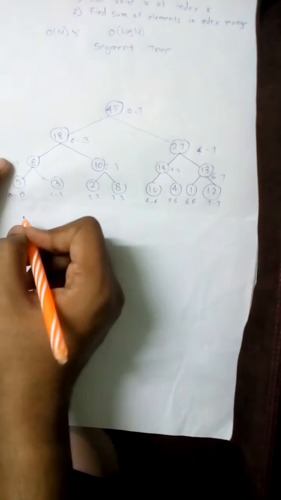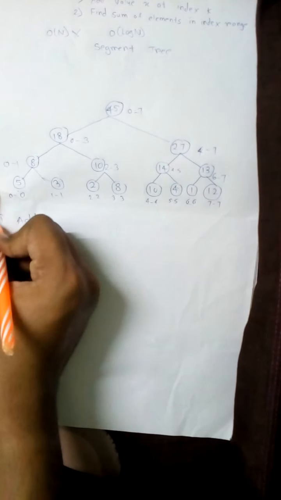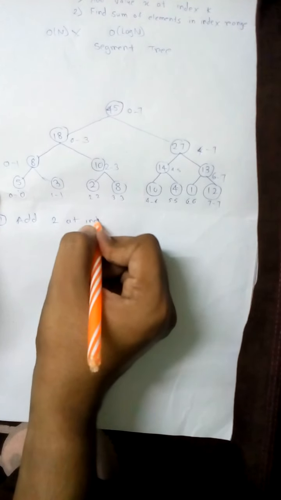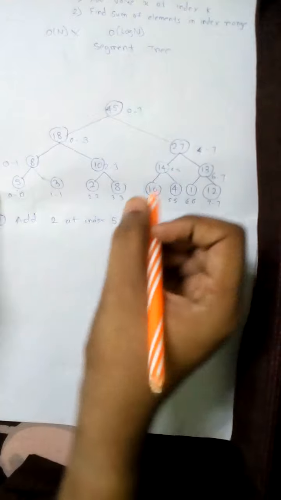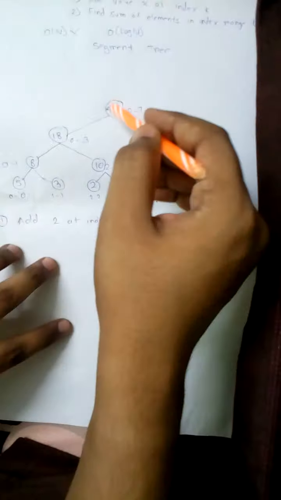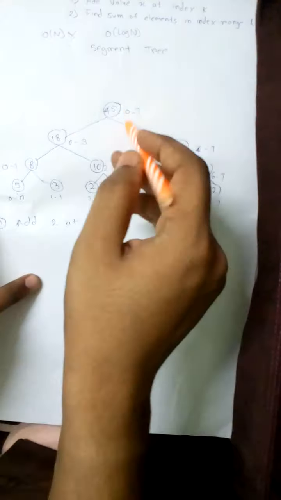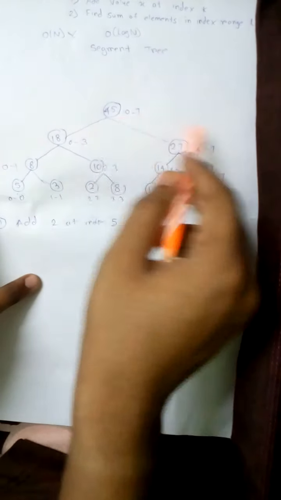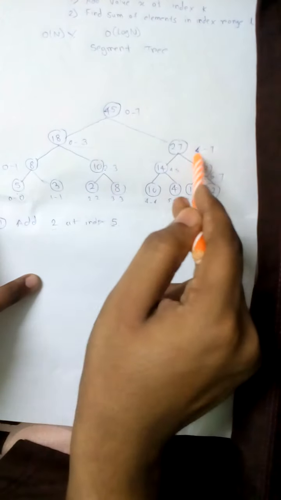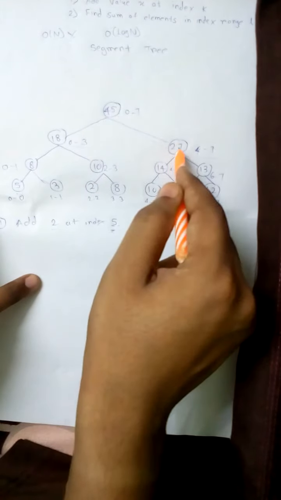For example, if we are given a type 1 query, to add a value at index 5, what we can do is, we will start from the root node, and then we will check the index 5. The index 5 lies in the right range, because this is 0 to 3 and this is 4 to 7. So index 5 lies in the 4 to 7 range, so we'll go to this node.